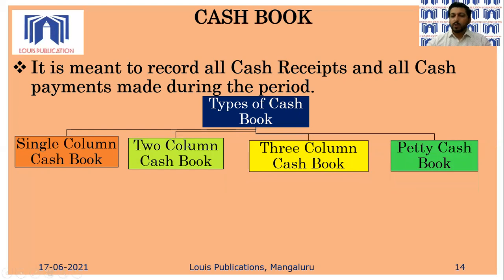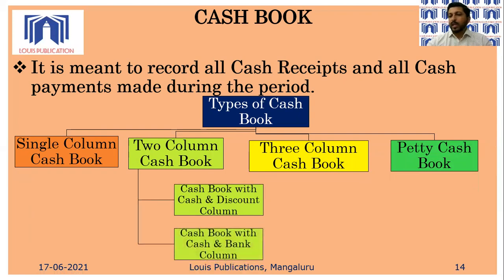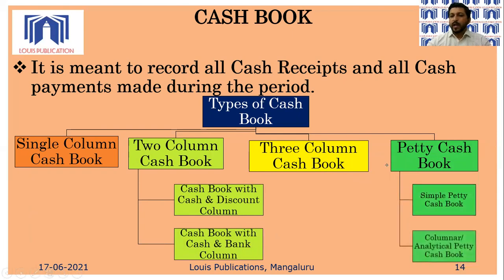Now 2 column cash book is further classified into cash book with cash and discount column and cash book with cash and bank column. And petty cash book is classified as simple petty cash book, and we have columnar, columnar meaning plenty of columns, or analytical petty cash book. So these are the various types of cash book that we will be discussing.